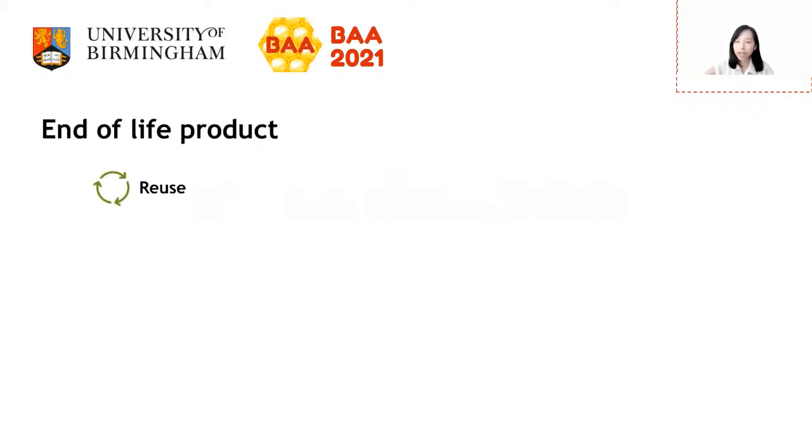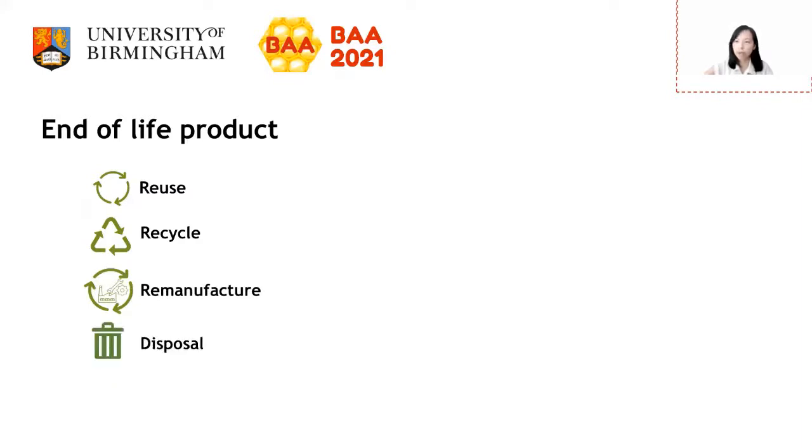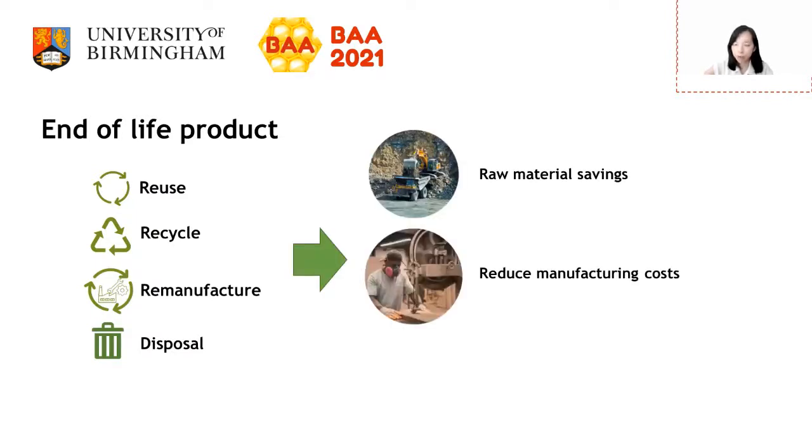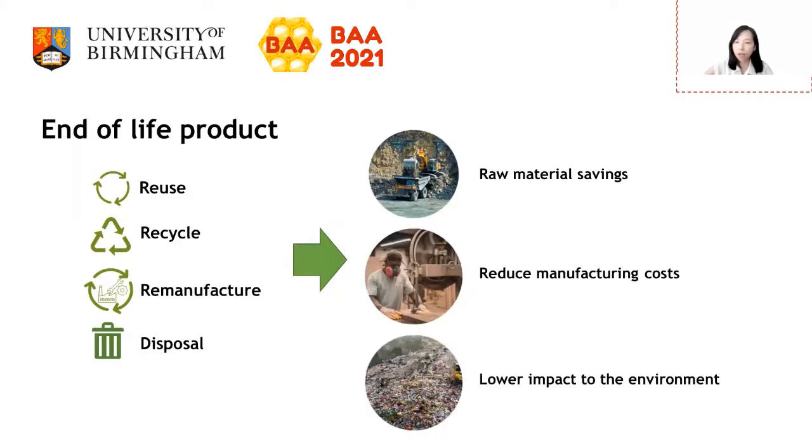When a product reaches the end of its useful life, the parts can be reused, recycled, remanufactured, or disposed. The first three options are standard recovery options. The final option, disposal, is the least desired because it will be harmful to the environment. These recovery options were intended to save raw materials, reduce manufacturing costs, and have a lower environmental impact.